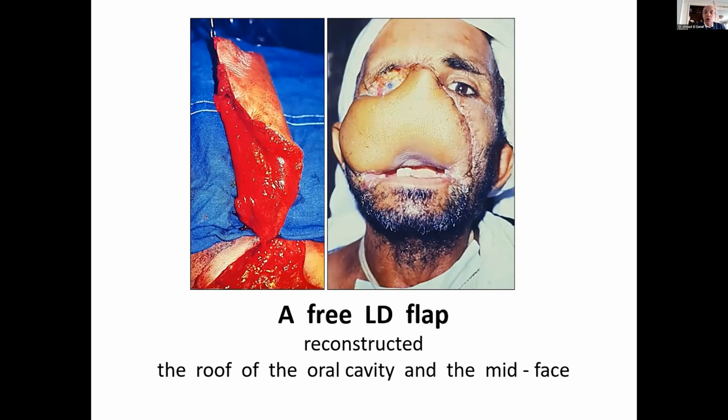A tracheostomy tube was put, and a free latissimus dorsi flap was elevated from the back and was vascularized with the left facial artery and external jugular tributaries. The flap was inset to build the roof of the mouth and to fill the gap and to cover the middle third of the face.